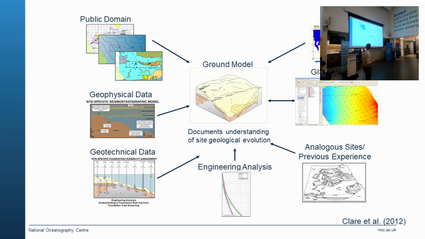So you'll be bringing in public domain information, so this will be information that surrounds the site, and also building on analogous sites. So you might think about sites that are not geographically close, but have undergone a very similar geologic history, which can help you interpret and understand the data that you have at your site. Geophysical data, which give us some idea of the lateral variability and vertical variability in geology.